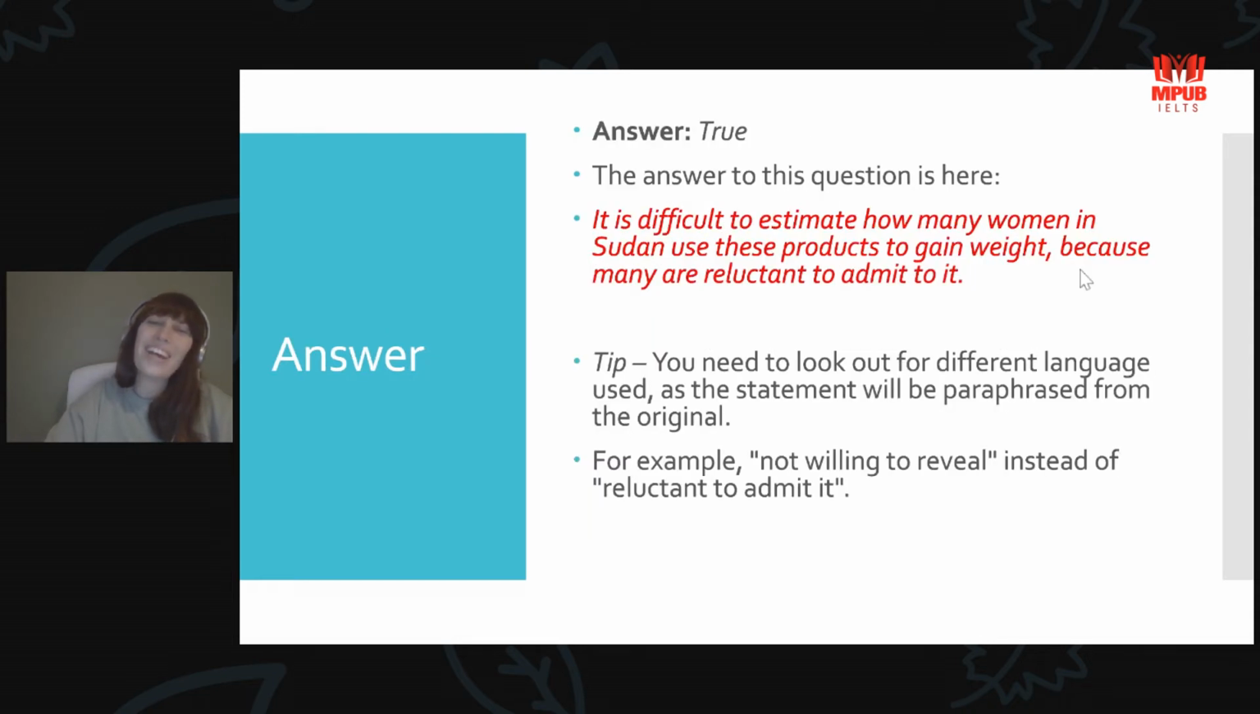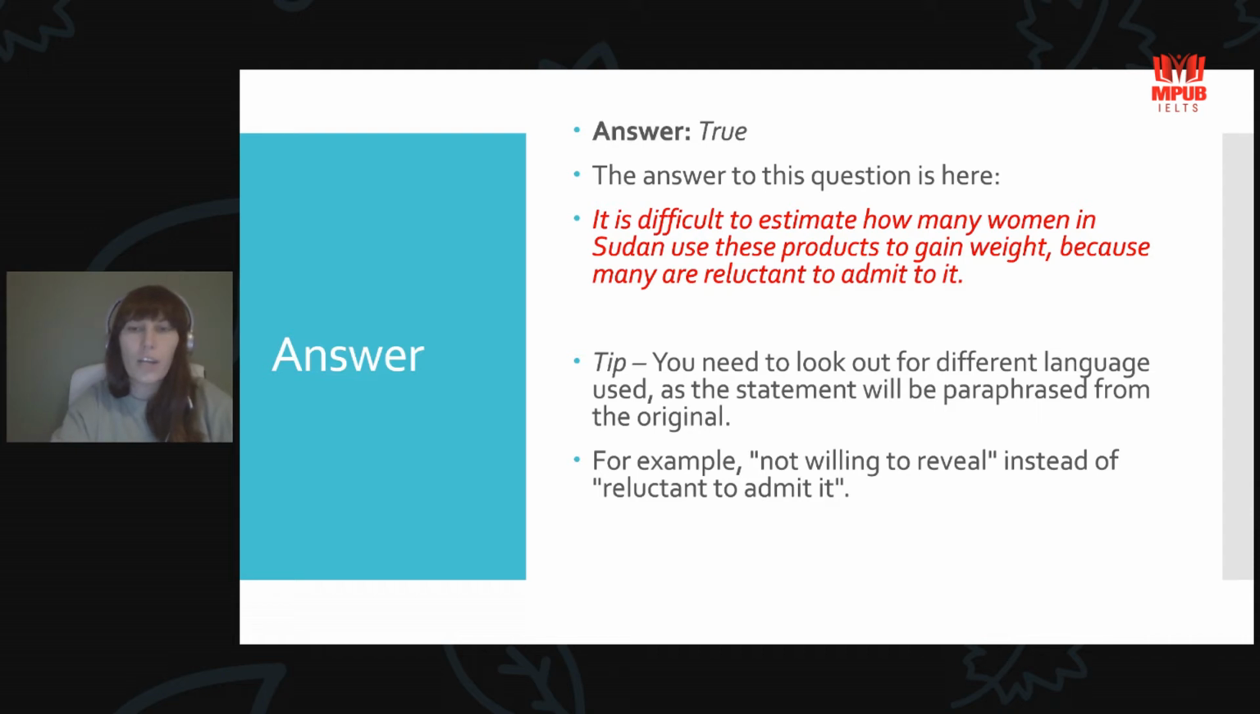So the answer is this. It's true. So I hope you guys at home got this answer. Ooh, we've got a not given. Okay, let's have a look. Let's see what's going on there then. So it's difficult to estimate how many women in Sudan because many are reluctant to admit it. What's happened here is this. You need to look out for the different language used. So the statement will be paraphrased. So here we've got not willing to reveal instead of reluctant to admit it. But it is true. We don't know the exact number of women.